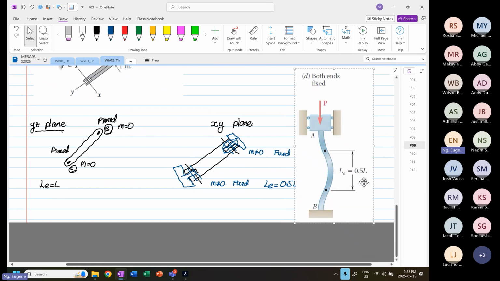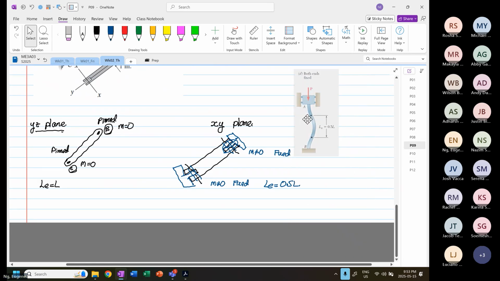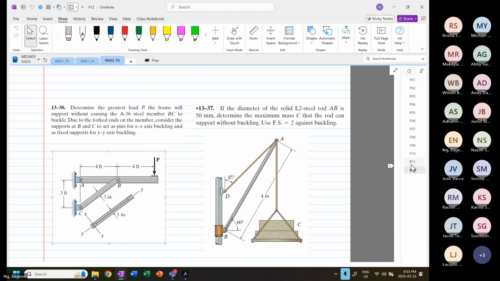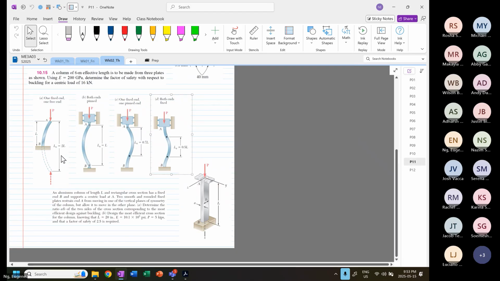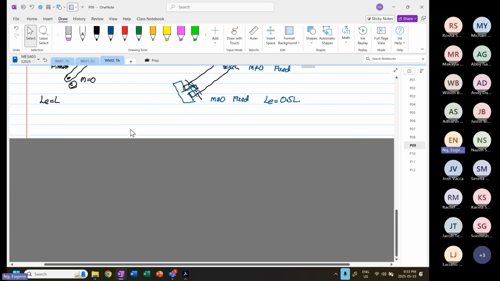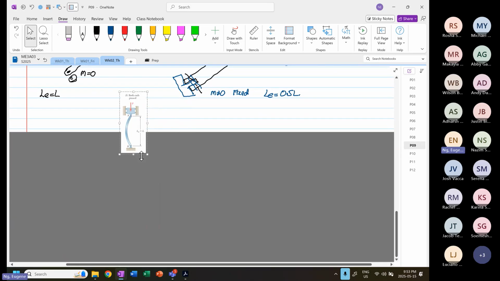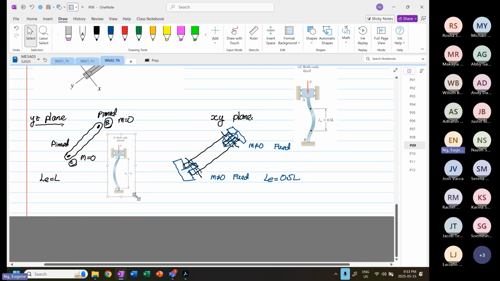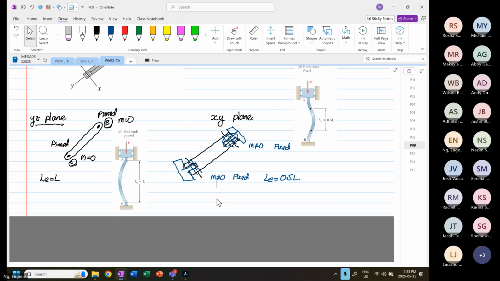And for the other one, both ends are pinned. So for this case, both ends are pinned, so LE is equal to L. Both ends are pinned. So now you see the importance of being able to identify the boundary condition.